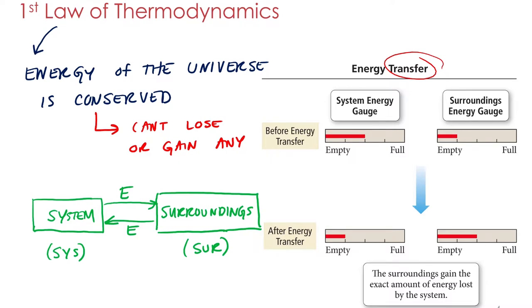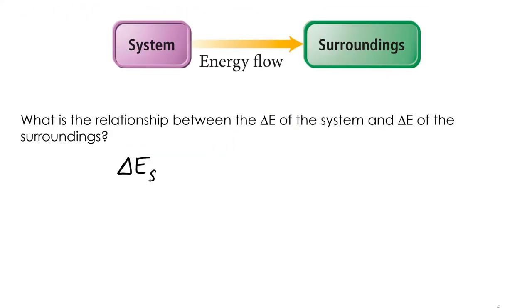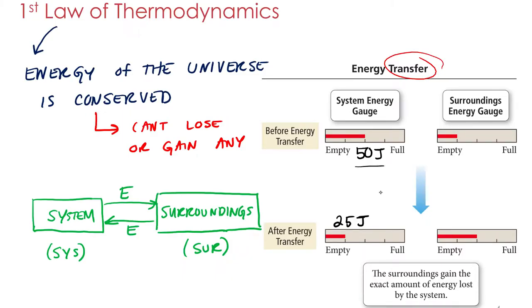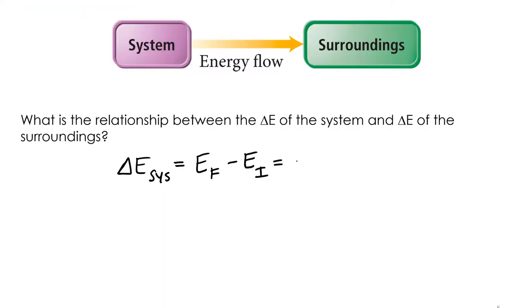So let's look back at this energy transfer, these fuel gauges, and let's just make up some numbers, all right? So half a tank, let's say that's 50 joules. So the system started out at 50 joules, and then it went down to 25 joules. So let's calculate the change in energy of my system. The change in energy of anything is always going to be final minus initial. It started out at 50 joules, ended up at 25, so final's 25, initial's 50. So 25 joules minus 50 joules equals negative 25.